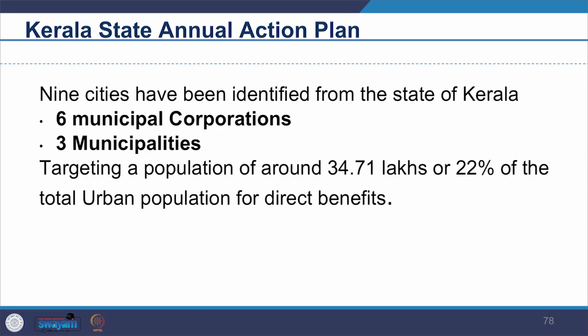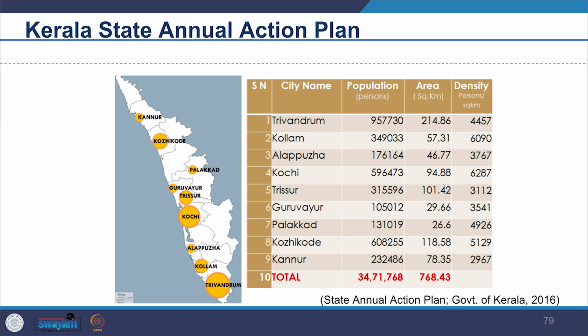Now, we will look at the example of the Kerala State Annual Action Plan. In Kerala, 9 cities have been identified from the state for funding under AMRUT. The list includes 6 municipal corporations and 3 municipalities, targeting a population of around 34 lakhs, which is 22% of the total urban population for direct benefit.